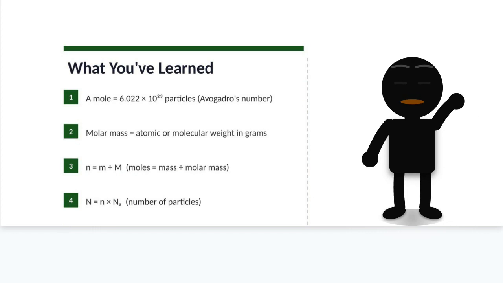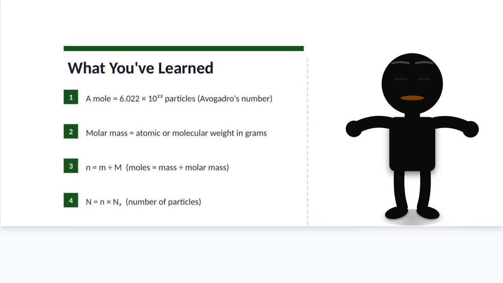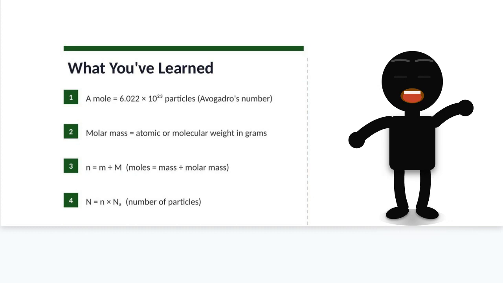In the next lesson, C002, we will build directly on this and learn about stoichiometry and limiting reagents, which is how we predict exactly how much product a chemical reaction will produce. That is where chemistry gets really powerful.